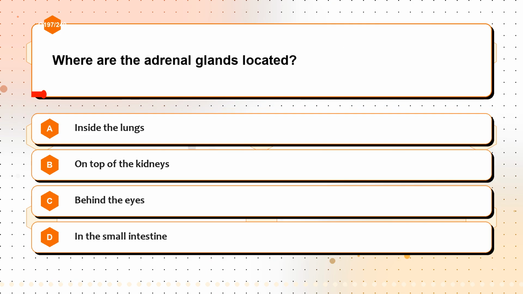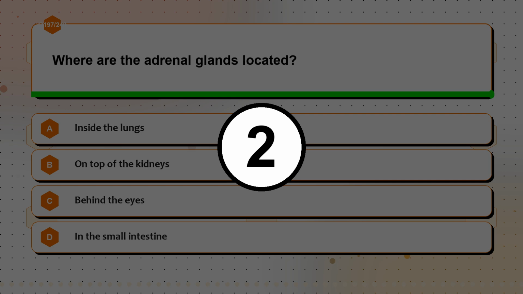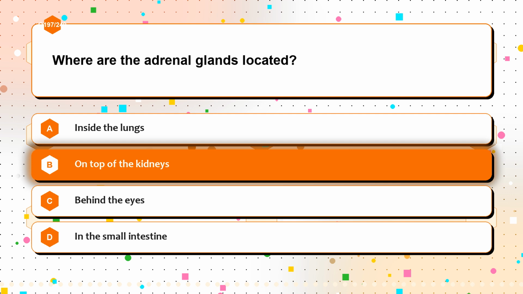Question 197. Where are the adrenal glands located? Here are the options. Option A, inside the lungs. Option B, on top of the kidneys. Option C, behind the eyes. Option D, in the small intestine. The correct answer is option B, on top of the kidneys.